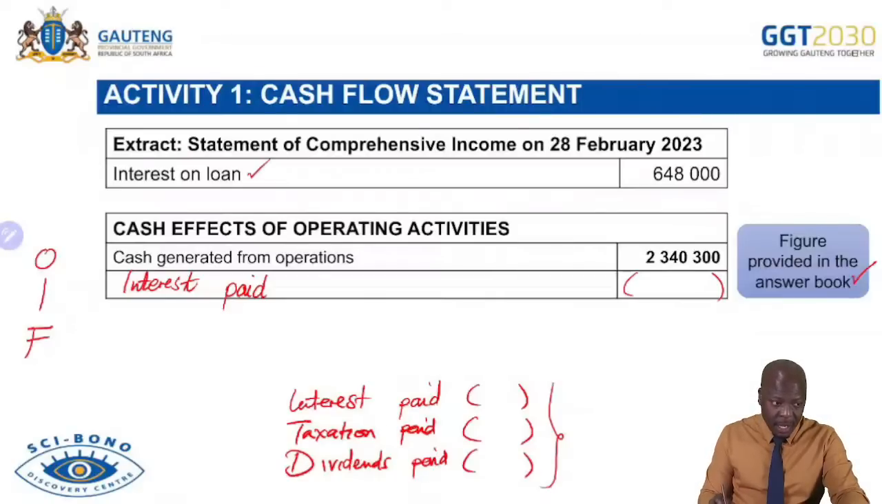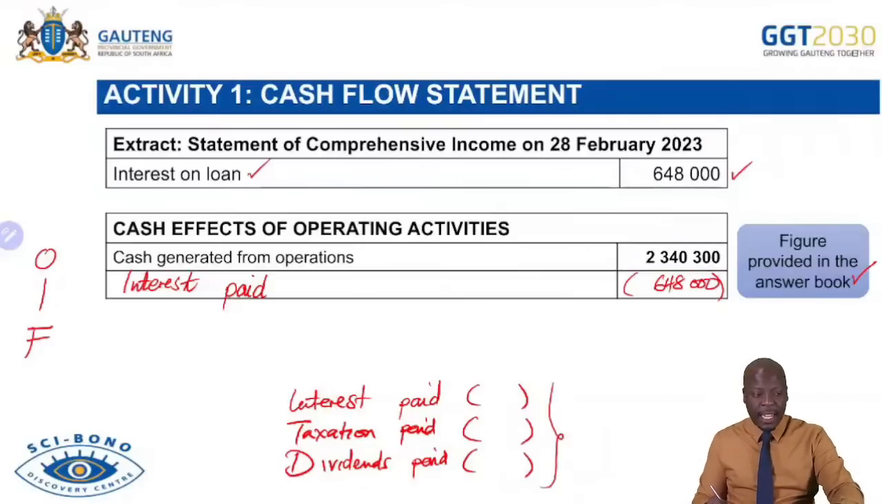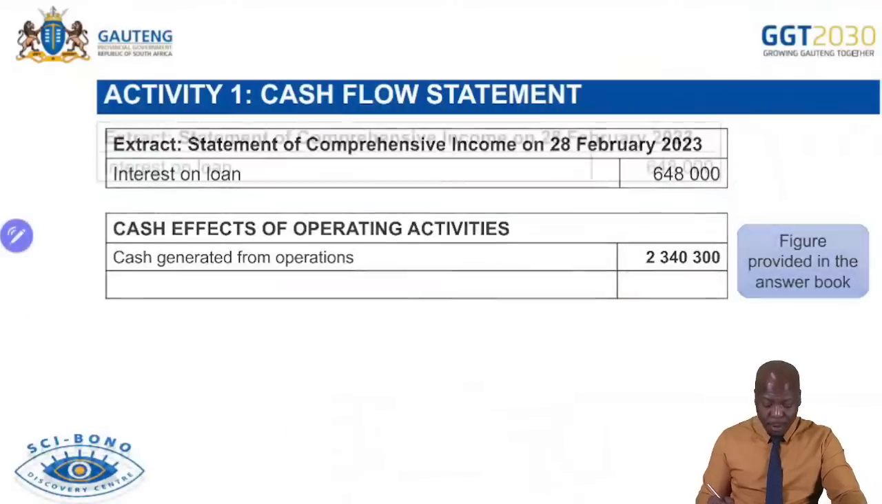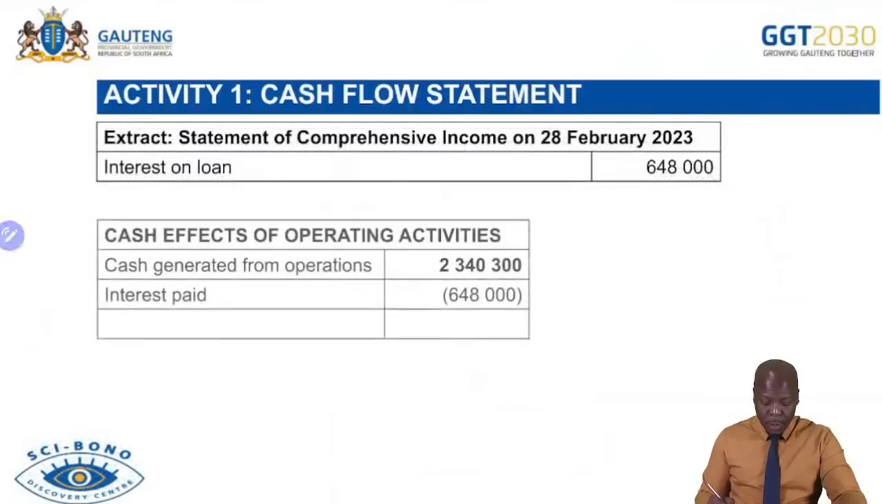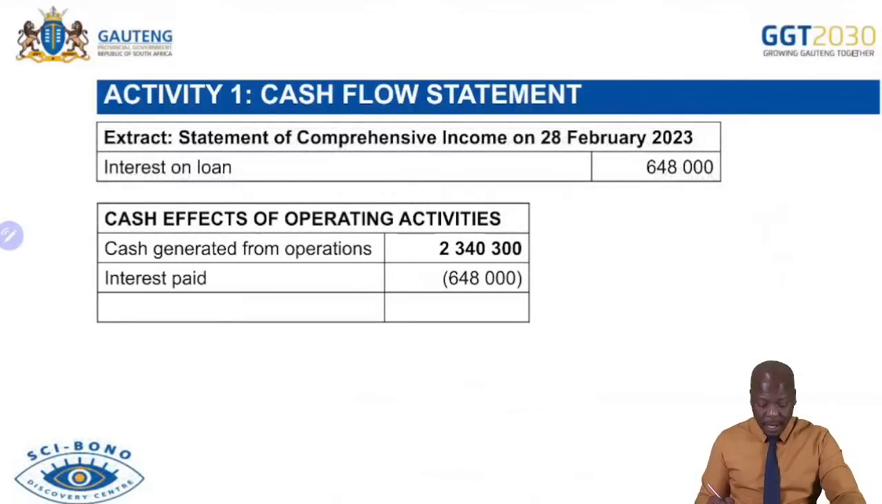Remember, I am given that amount here. So I'm going to come here and I'm going to have my 648,000. That is my interest paid. All right. So my interest paid becomes 648. And remember, paid, cash outflow. Therefore, remember to put brackets. Brackets are of great importance. You need to put in your brackets. All right, so there it is. We have done that part.